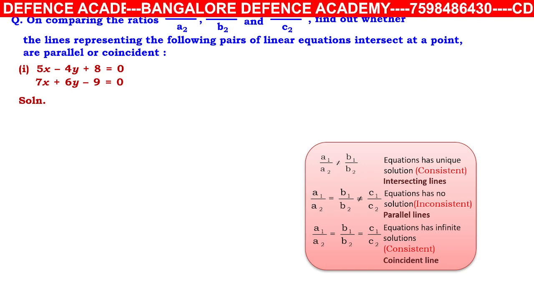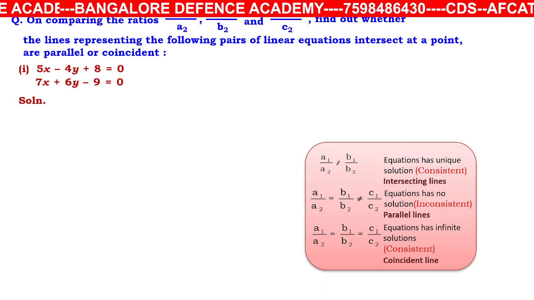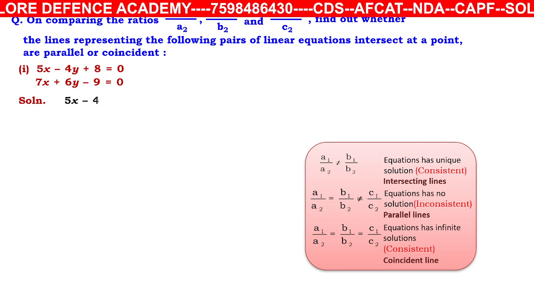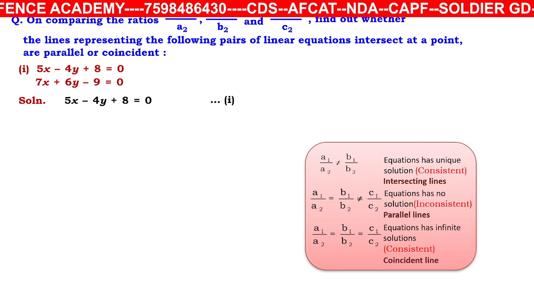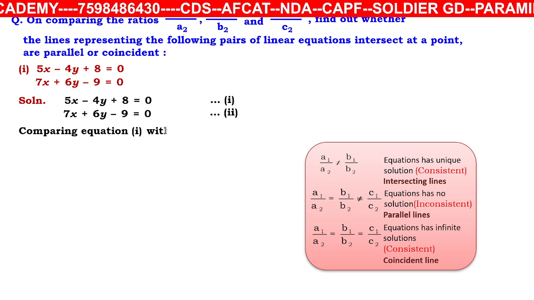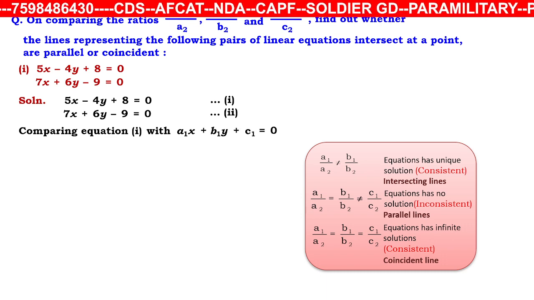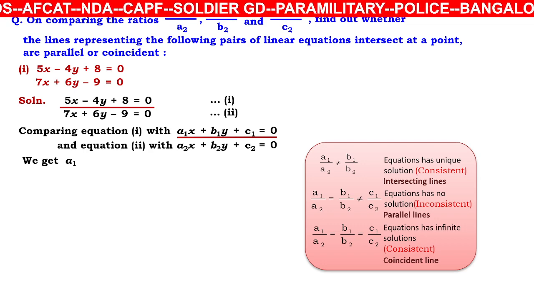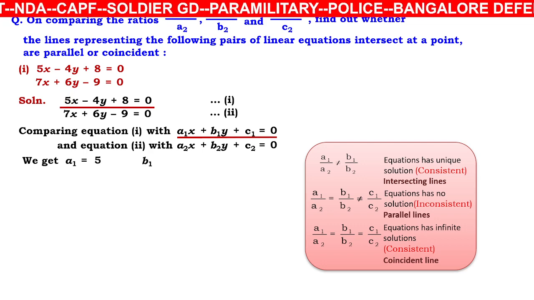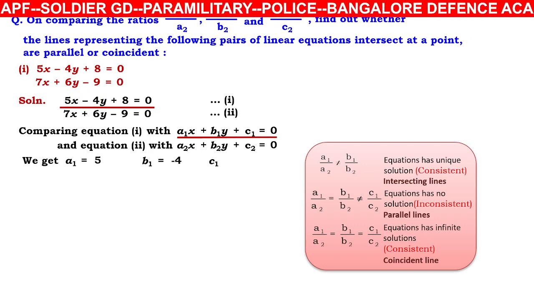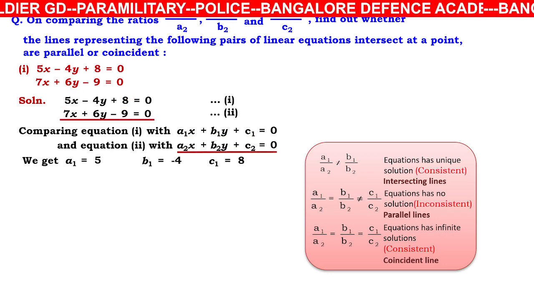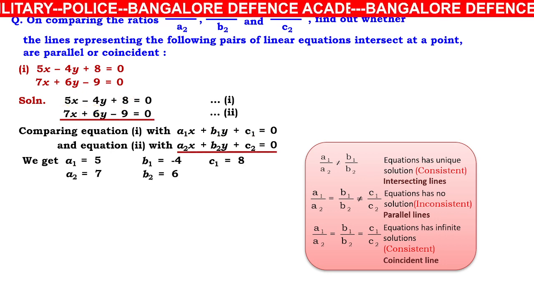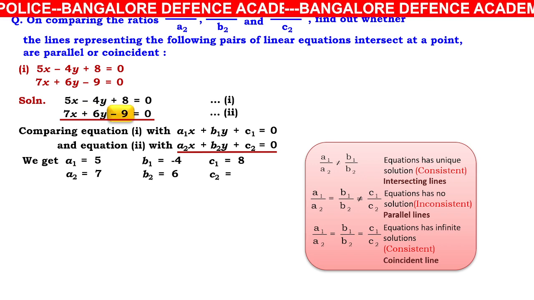Now imagine this is the first question: 5x minus 4y plus 8 is equal to 0, and 7x plus 6y minus 9 is equal to 0. These are the two equations. Now we have to put them in the a1, b1, c1 form. Look at this: a1 is equal to 5, b1 is equal to minus 4, c1 is equal to 8. Now here a2 is equal to 7, b2 is equal to 6, and c2 is equal to minus 9.